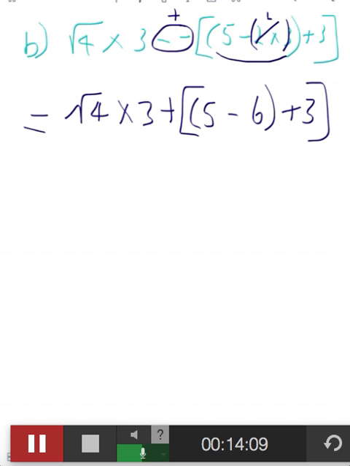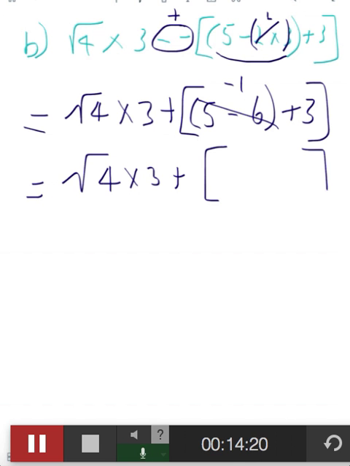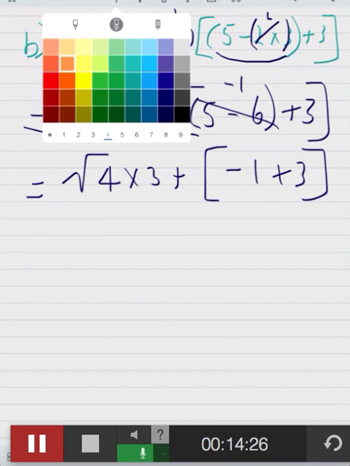Now be careful with your negatives and positives. 5 take away 6 is minus 1, okay? So that's what we've got left. We've got square root of 4 times 3 plus, I still have my big brackets. My small brackets are now gone, but in my big brackets, I've got minus 1 plus 3. So we still got to do our brackets first.